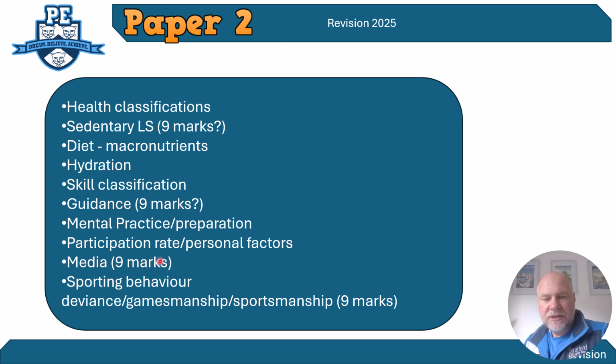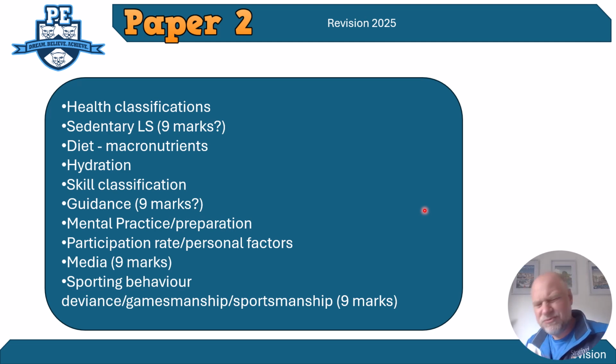Participation rates, and often the exam question refers to it as personal factors, so we'll go through that. The media and the impact of media on sport, I think, is due to come up on the commercialization side. I have done a big video recently on commercialization, but this revision video only focuses on the media aspect of it. You're more than welcome to go back and look at the commercialization parts of it. And then finally, sporting behavior: gamesmanship, deviance, sportsmanship.